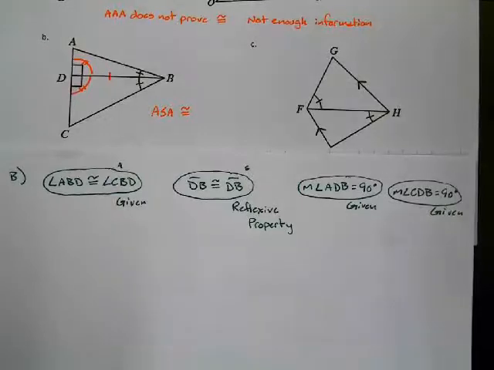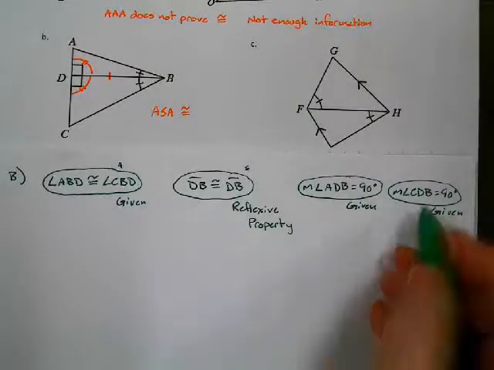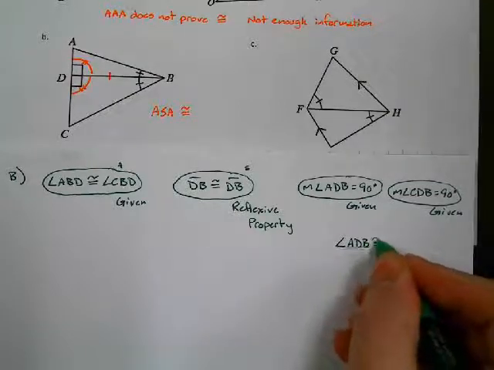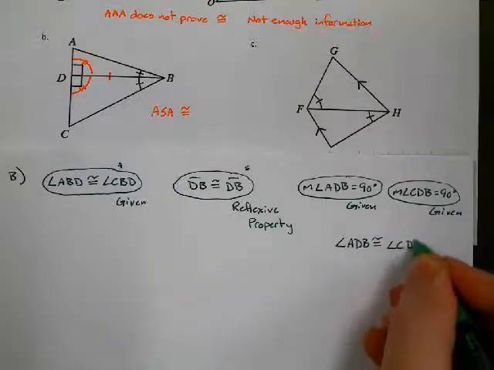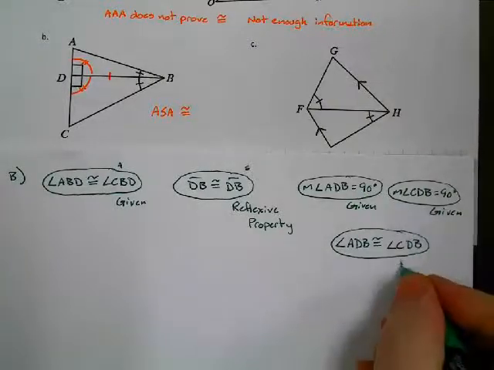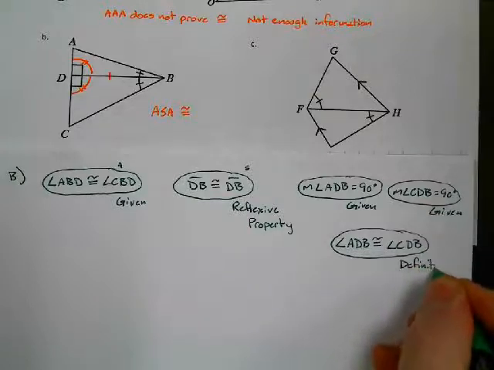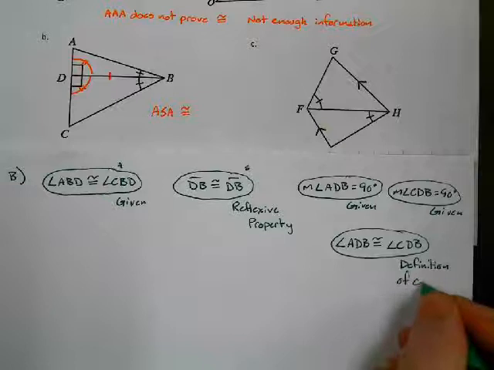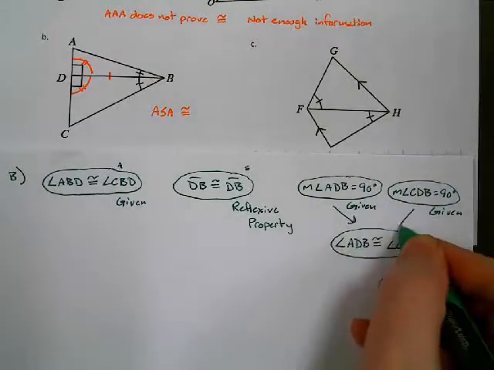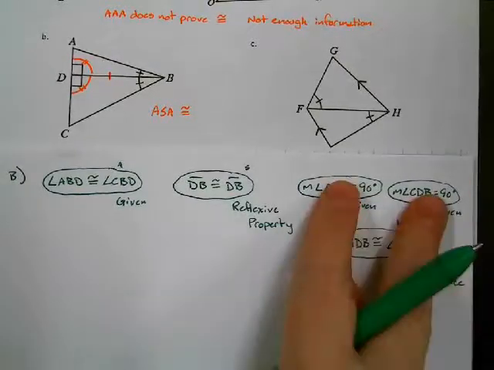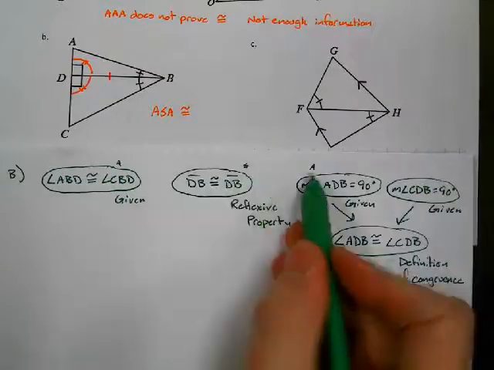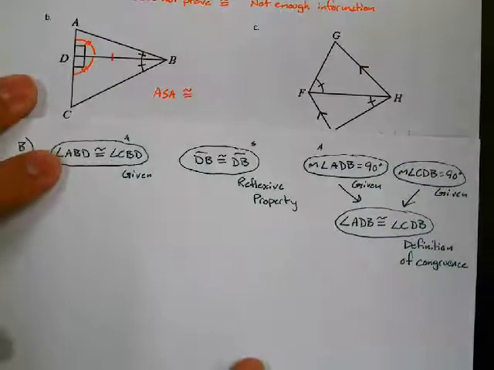All right, so since both of these have the same measurement, now we can say that angle ADB is congruent to angle CDB. Why are they congruent? Because they have the same measurement. That's the definition of congruence. So these two lead to this conclusion. They have the same measurement, therefore they're congruent to each other. So I have an angle, a side, and an angle being proved congruent. So now that is enough information to say the two triangles are congruent.